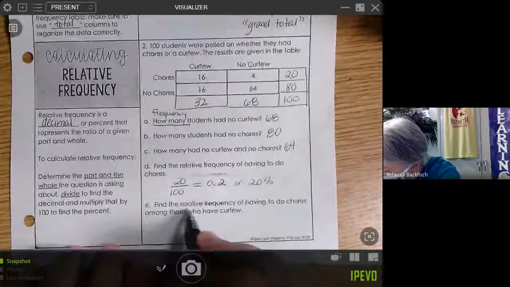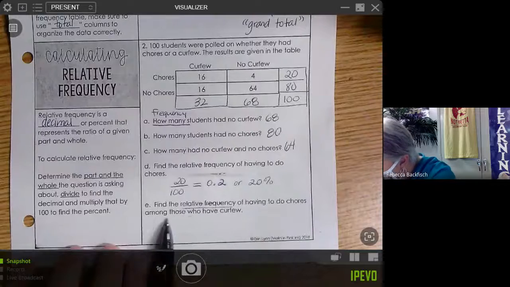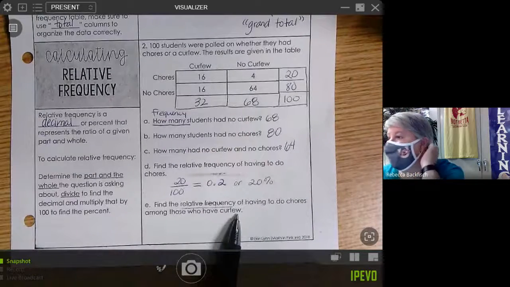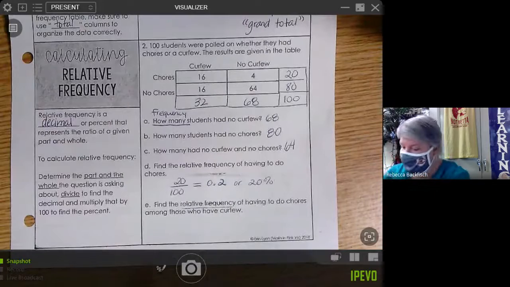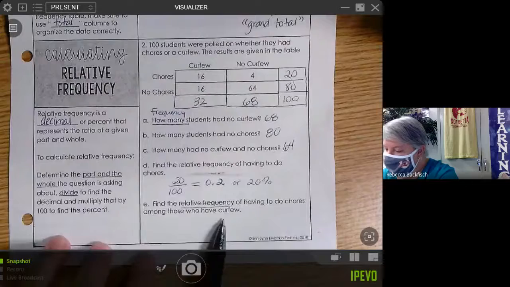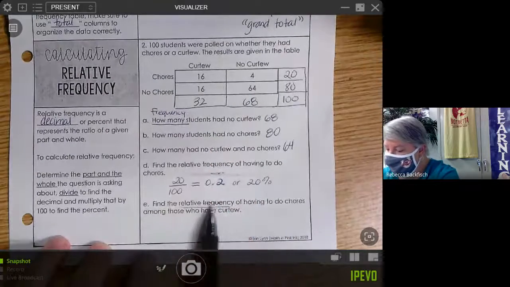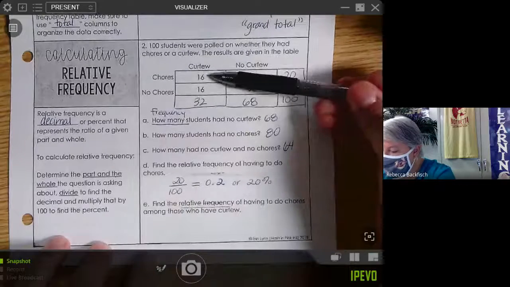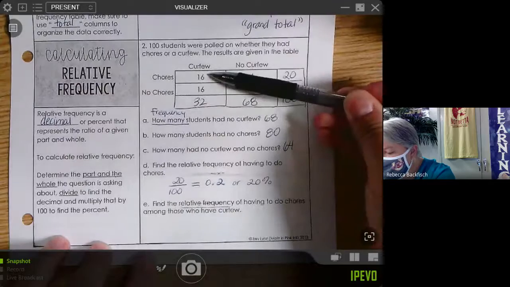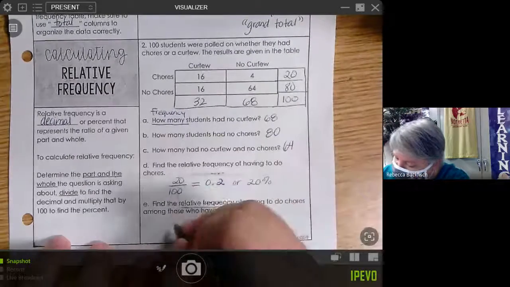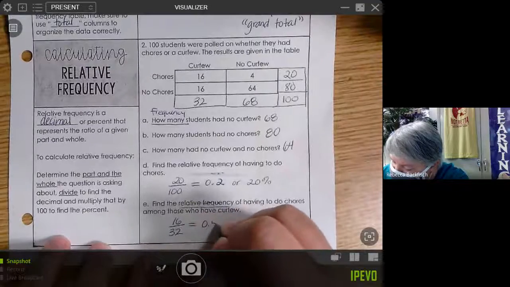Find the relative frequency of having to do chores among those who have a curfew. So relative frequency means I need to divide. This time they told me my bottom number needs to be narrowed down just to the people who do have a curfew. So people who do have a curfew, there are 32 of those. The relative frequency of having to do chores, that's these people, out of those 32. So 16 out of 32 is what that is. And that is half.